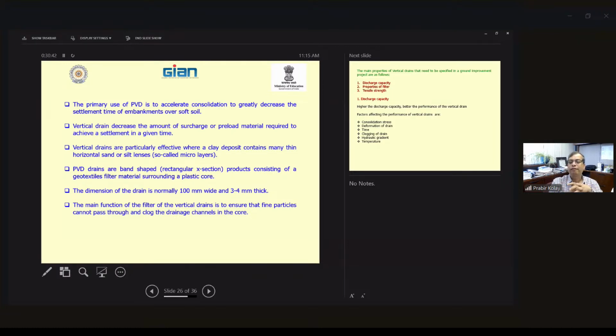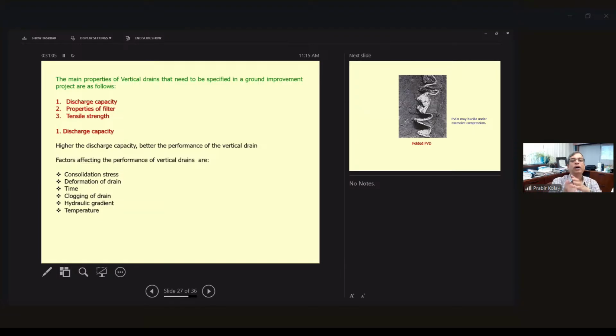The main function of the filter of the vertical drain is to ensure fine particles cannot pass through and clog the drain. Because it's only 3 to 4 millimeter thick, the coating is a geosynthetic geotextile layer, so that the clay particles do not block the core of the PVD. The main properties of the vertical drain generally specified in ground improvement projects are as follows. We need to check the discharge capacity. We need to check the properties of the filter. We need to check the tensile strength.